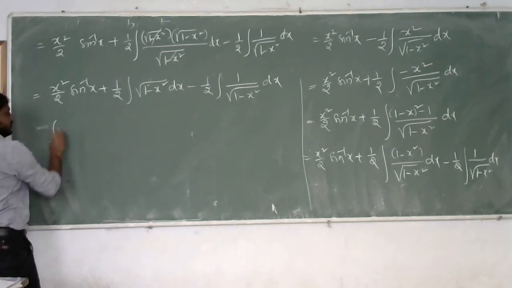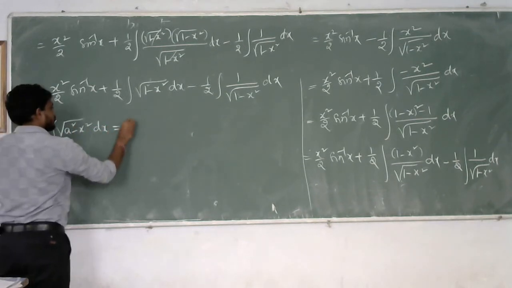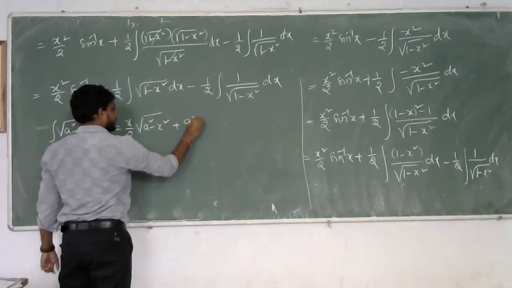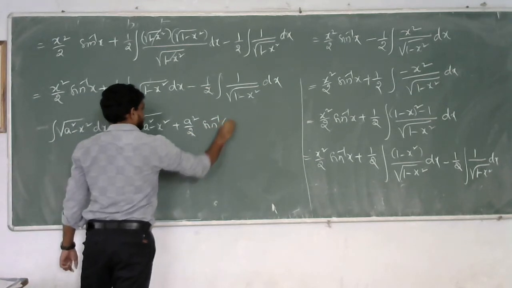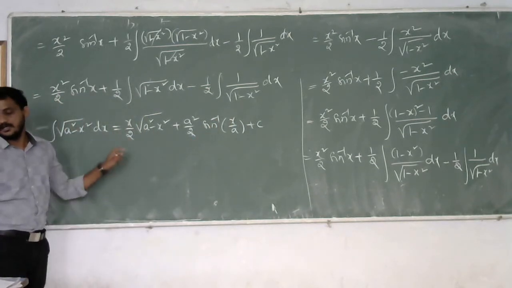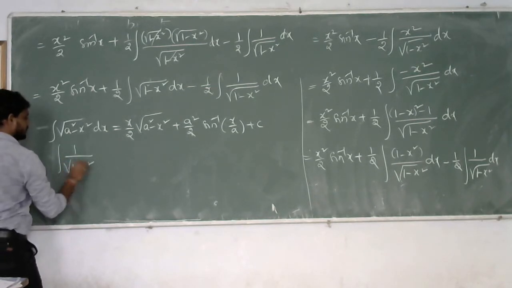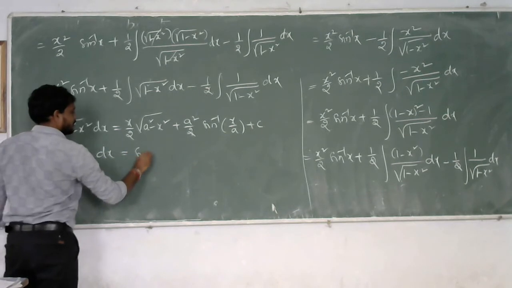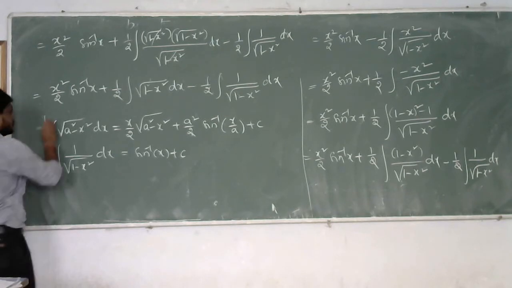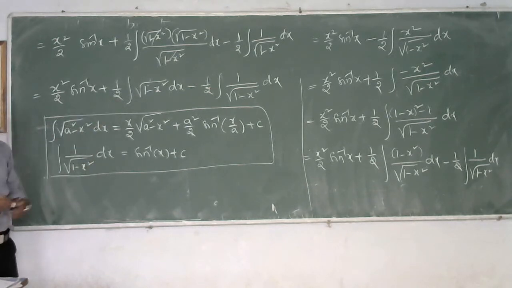Integral under root of a square minus x square into dx is equal to x by 2 into under root of a square minus x square plus a square by 2 into sin inverse of x by a plus c. That is the first formula. Then what is the second formula? Integral 1 by under root of 1 minus x square into dx is sin inverse of x plus c. So let us use these two formulas here. Then simplify.